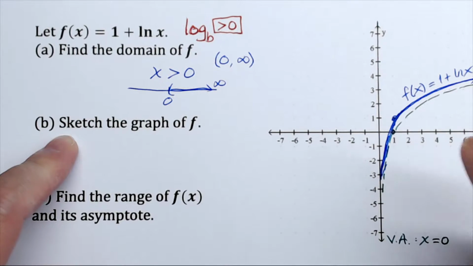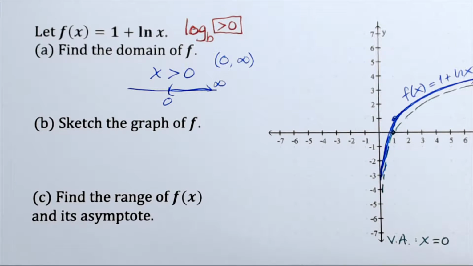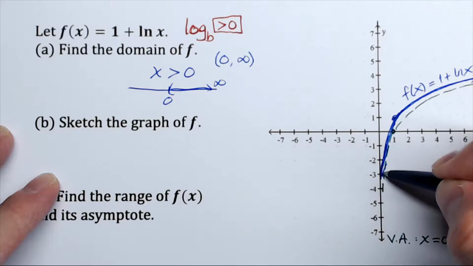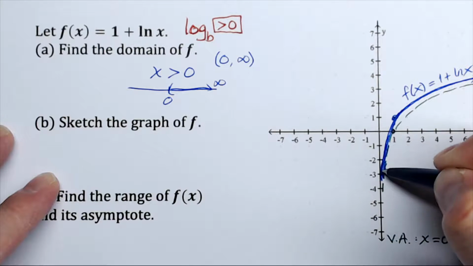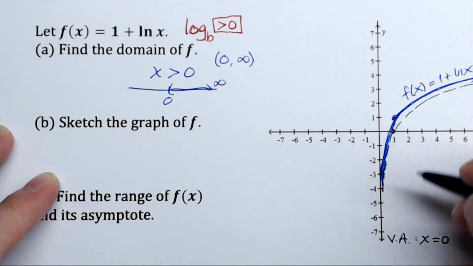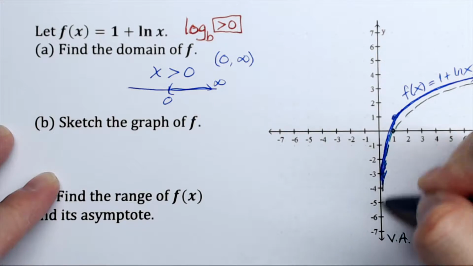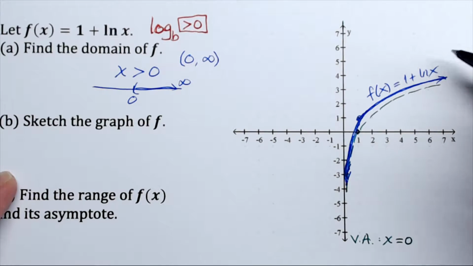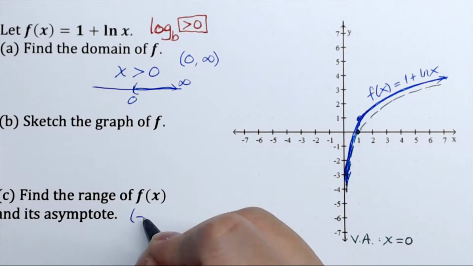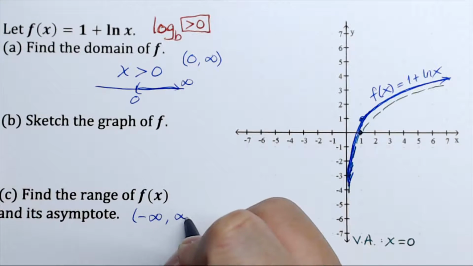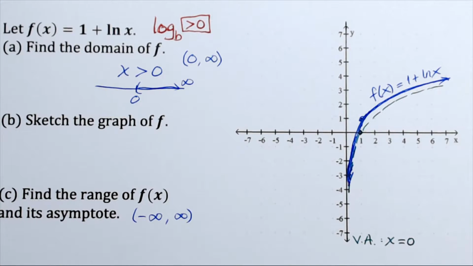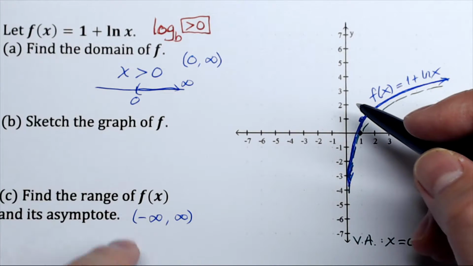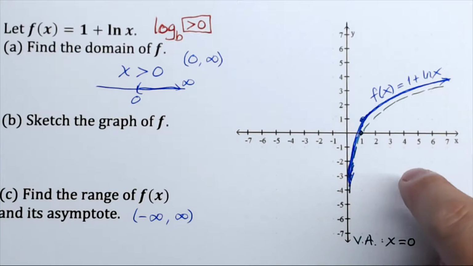Sketch the graph, already did that. Find the range. When we look at the range, the vertical asymptote, it gets up close to the line, but we never touch. So this will keep going down to negative infinity and keep going up to infinity. So the range is negative infinity to infinity. And so that is the domain for the function, the range for the function. And this is the graph.